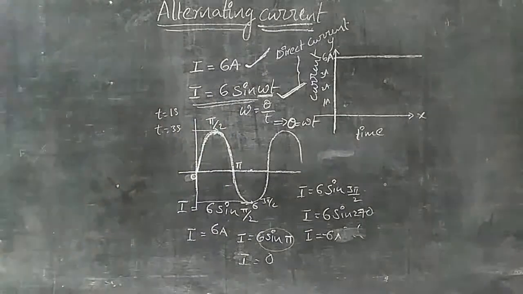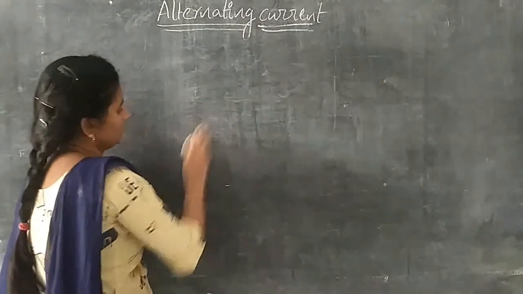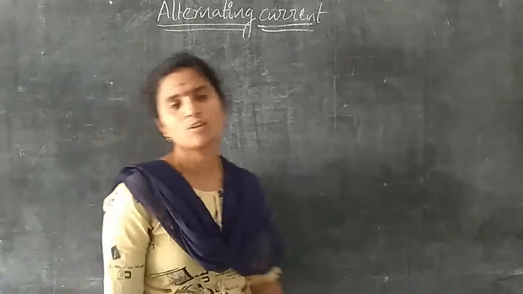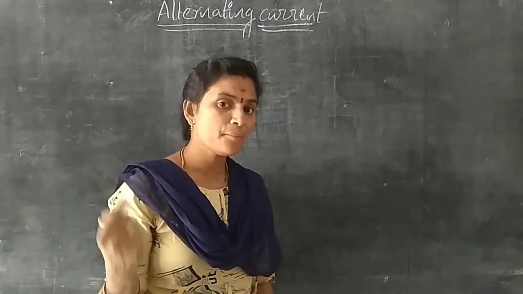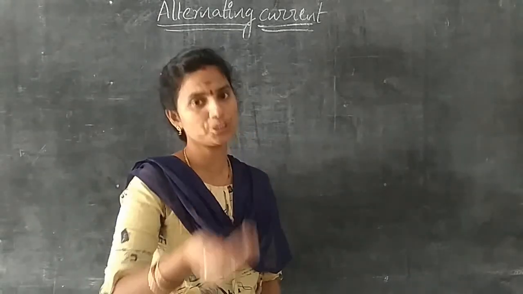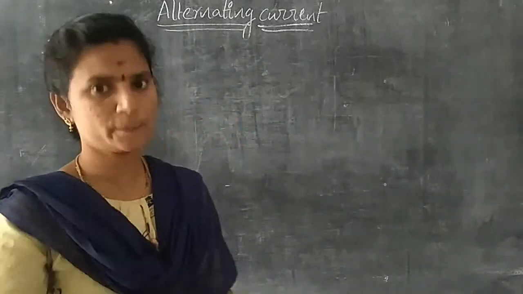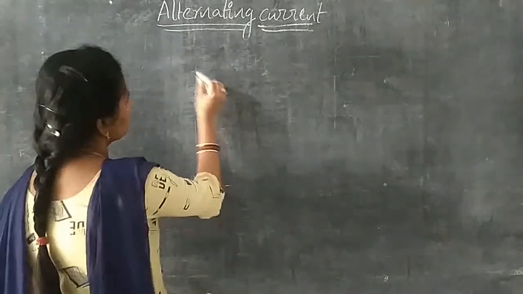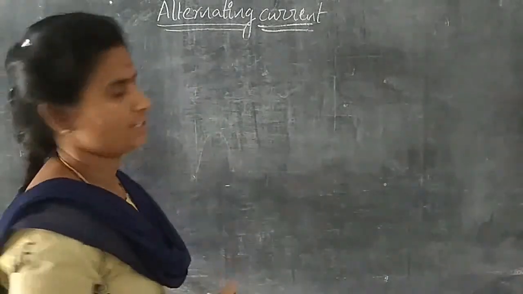So the next one is, alternating current is nothing but the direction and the magnitude of the current varying. If the magnitude varies, then the direction also varies with respect to time. That type of current is known as alternating current.